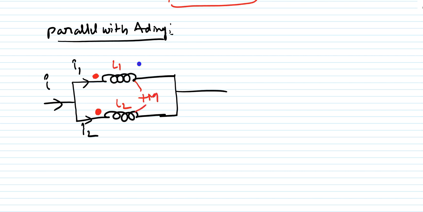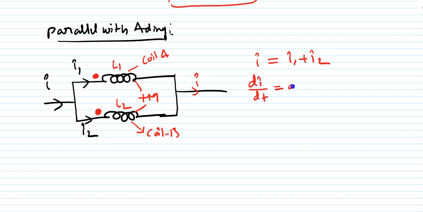So this is coil 1, we can say coil A, and this is coil B. The total current I is coming. Before going further, you can write I is equal to I1 plus I2, because if you want di by dt, then you can also write di1 by dt plus di2 by dt. This is one of the equations you should remember. I am simply applying KCL here.